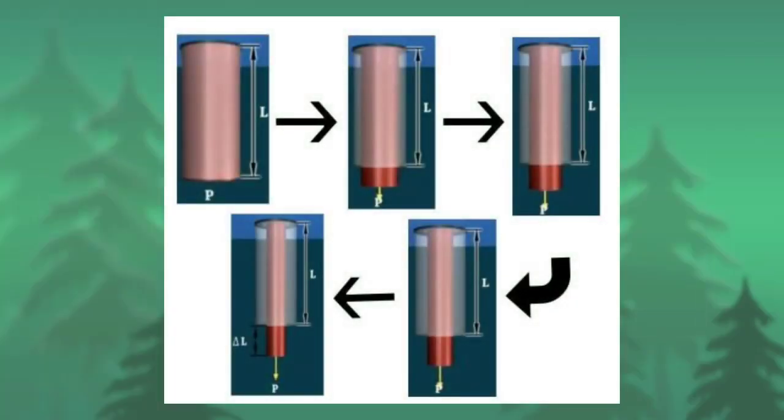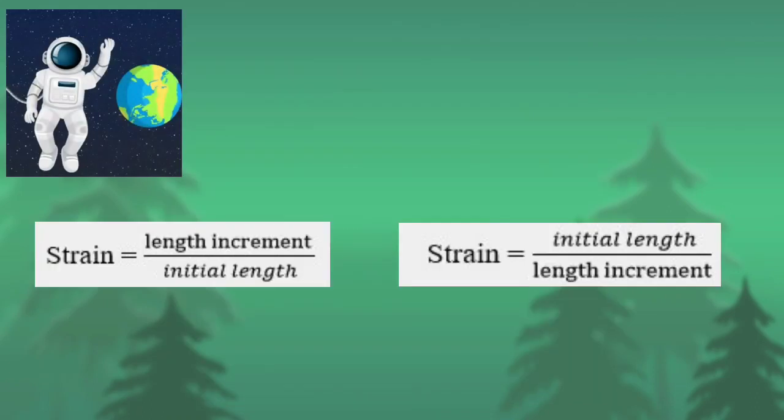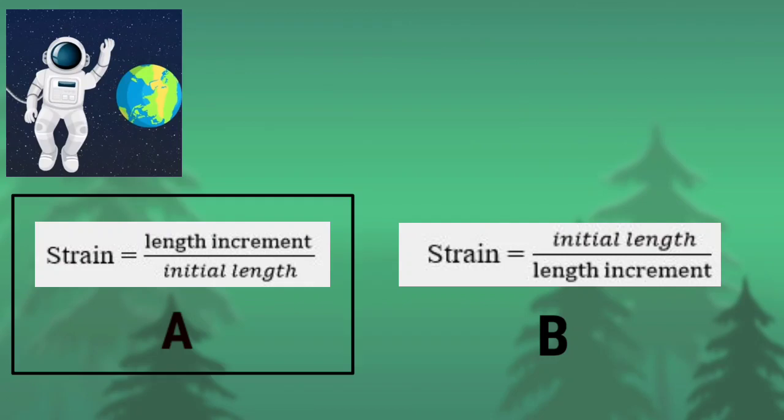In this figure, the tensile force exerted on the spring attempts to stretch the spring until the initial spring length increases by delta L. Strain is defined as the quotient between the increased length and the initial length. So, mathematically written A or B. A. Yes, it's true.